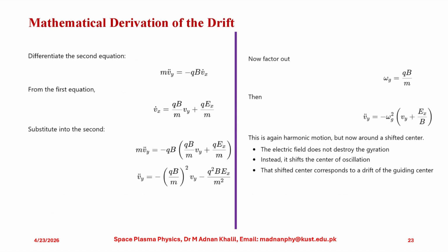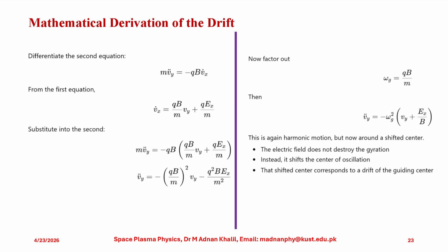This slide derives the drift mathematically. Begin with the second equation and differentiate it with respect to time. That gives m times vy double dot equals minus qB times vx dot. Next, replace vx dot using the first equation. Vx dot equals qB over m times vy plus qEx over m. Substituting this into the previous result gives vy double dot equals minus qB over m, all squared, times vy, minus q squared B Ex over m squared.